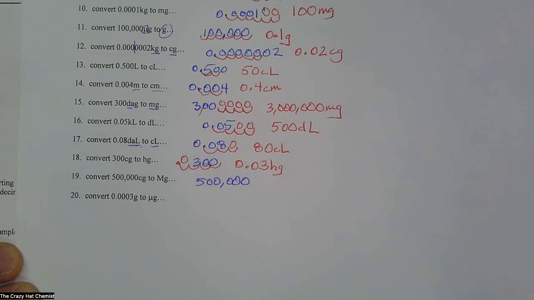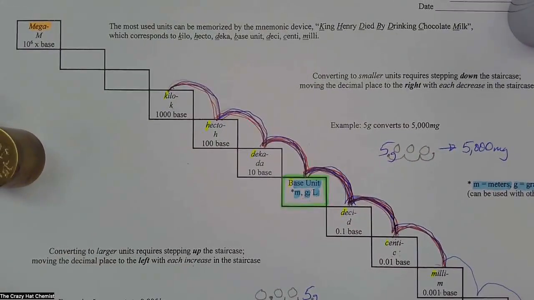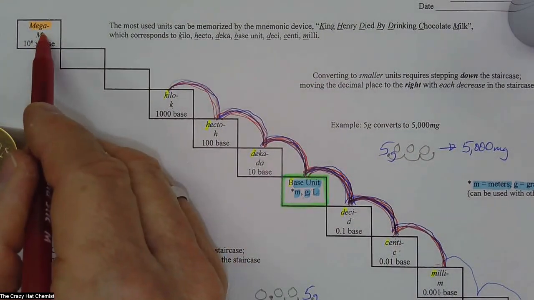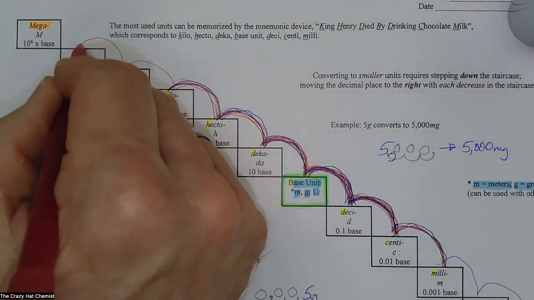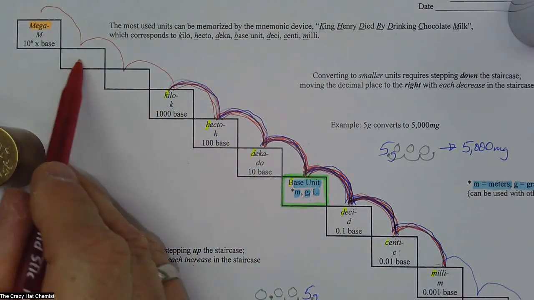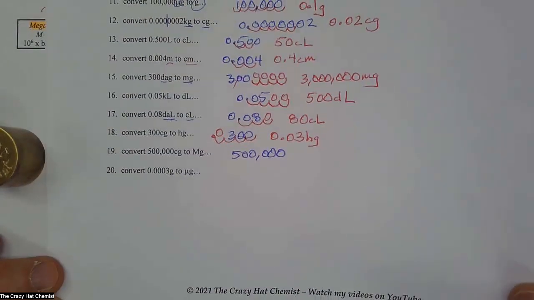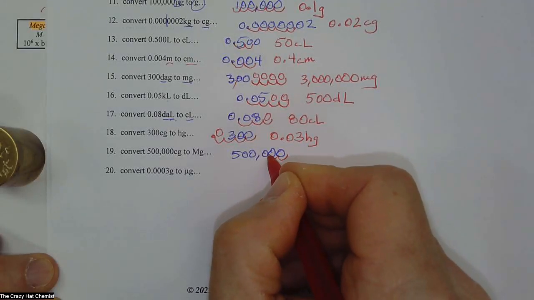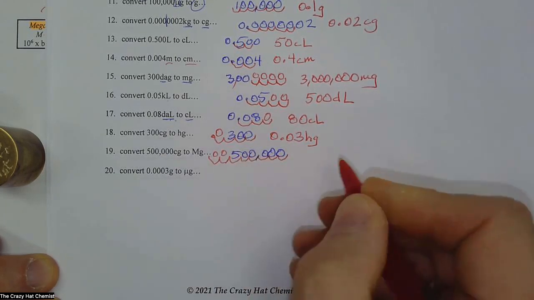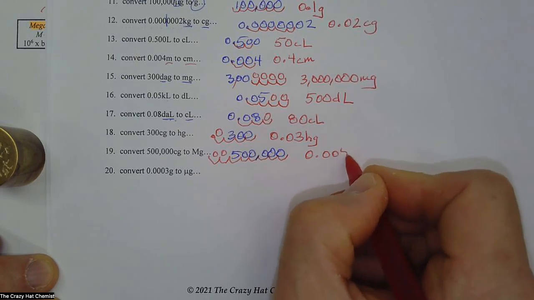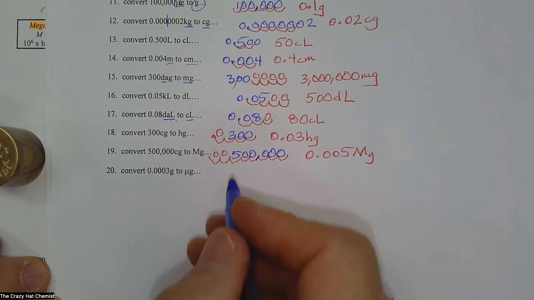All right, next one, 500,000 centigrams to megagrams. So centi to mega. Let's see if we can fit this all on here. There we go. We got centi to mega. So 1, 2, 3, 4, 5, 6, 7, 8 to the left. Yes, we don't have these labels, but you do have to take those steps. That's 8 to the left. So here's our decimal, and we're going to go 1, 2, 3, 4, 5, 6, 7, 8 to the left, and we're going to have 0.005 megagrams.